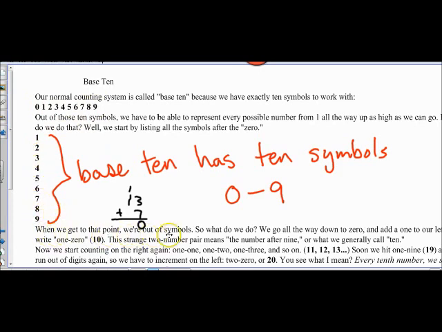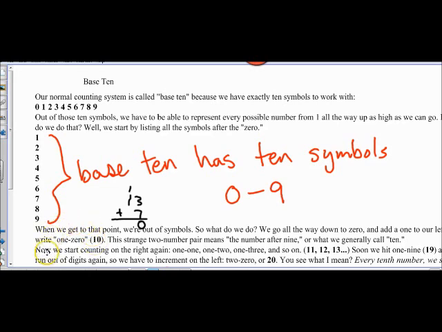And when we get to the 9, we're out of symbols, so we go all the way back down to 0, and then we add 1 in our left column to get 1, 0. Now we call that 10, right? But it's because it's one whole group of 10 and no ones left over.